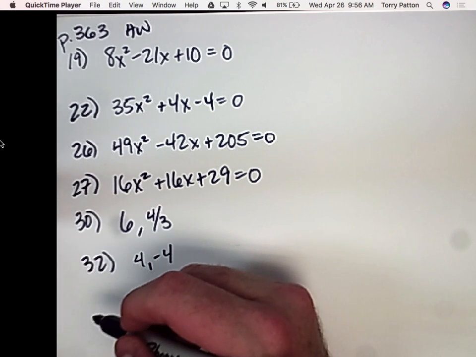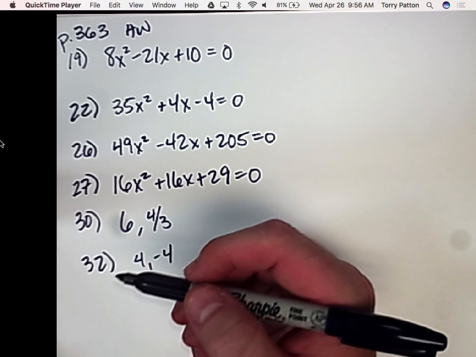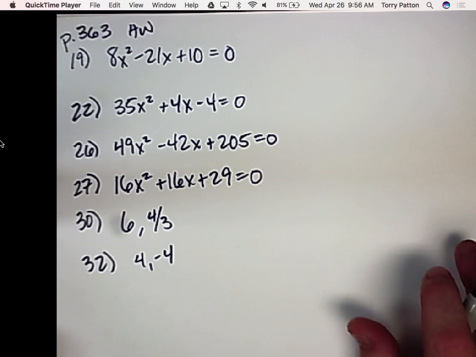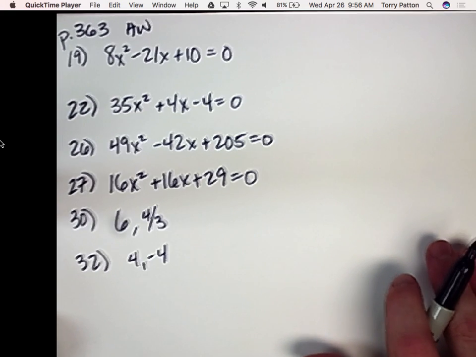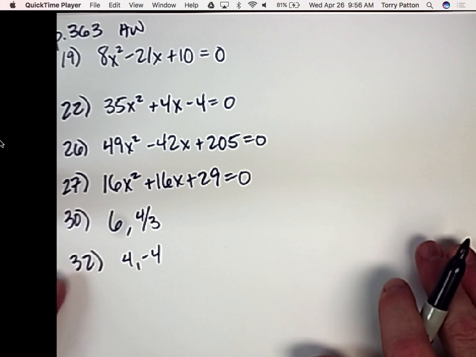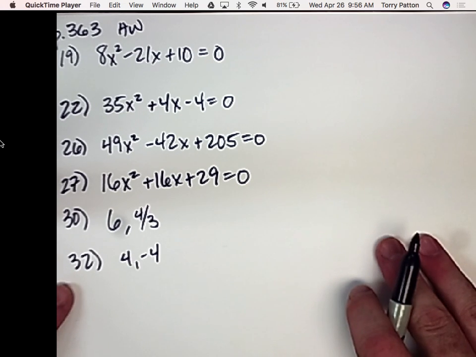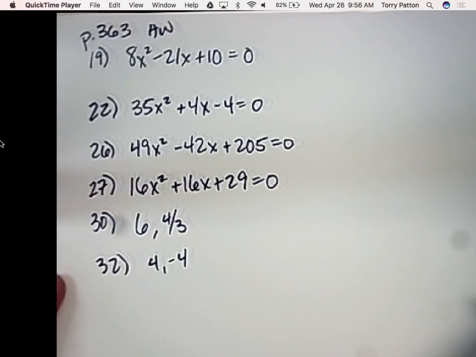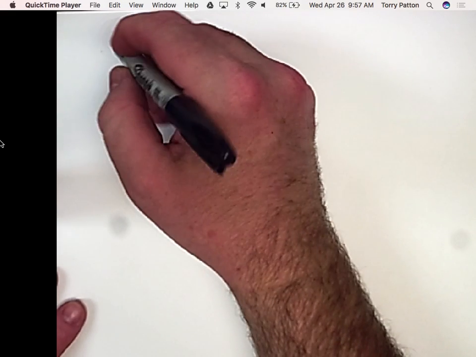I don't understand what you're doing. Just solve it. You solve and then you use the sum and product to check. Do you want me to do that one? Yeah. Because I got 16 and 0. Okay. Let's do number 32.